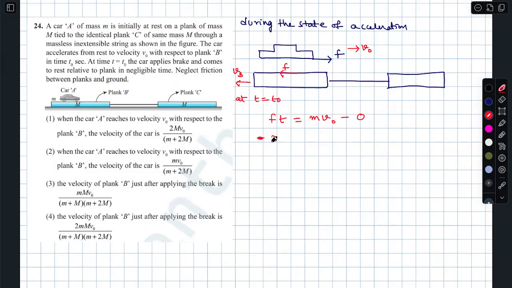Similarly, on this, F into T is capital M plus capital M times VB. Let this be equation 1, because initially both are starting from rest. Are the LHS the same? So finally what I can write is m V naught is equal to 2 capital M VB.